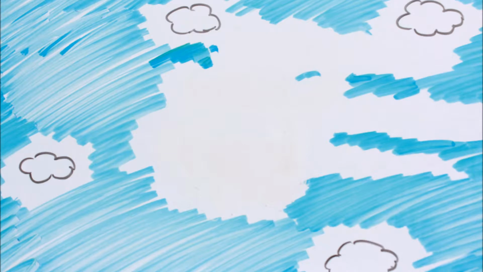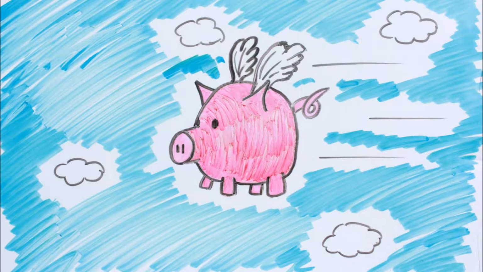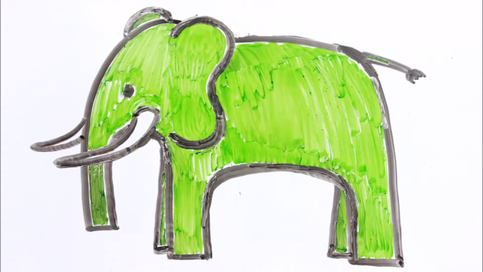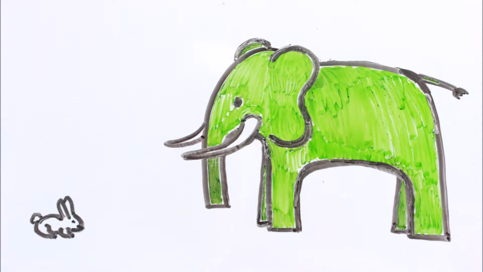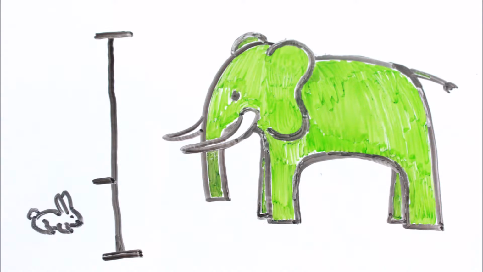For example, you can use your imagination and create things that don't exist in reality, like a flying pig, while also preserving spatial measurements, like when you imagine a rabbit and an elephant standing next to each other, with the rabbit being much smaller, just like you would see in real life.